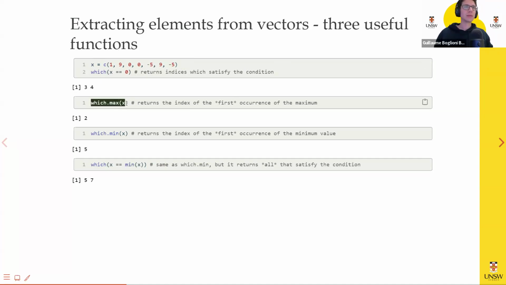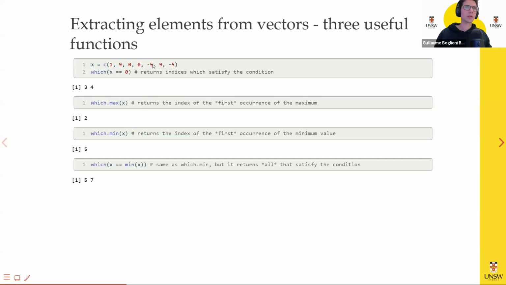Which.max simply gives you the index of the first occurrence of the maximum. Why first occurrence? Well, you could have ties for the maximum. In this case, 9 is the largest element in this vector. It's present twice, but which.max gives you 2, because 2 is the position of the first time the element is the maximum. It doesn't return 6, for example, because that would be the second index of the largest value.